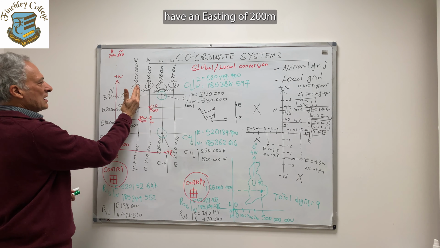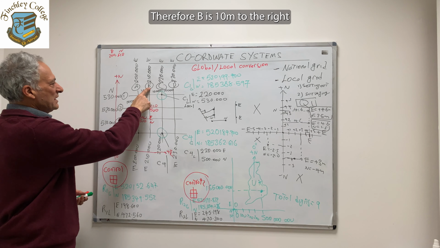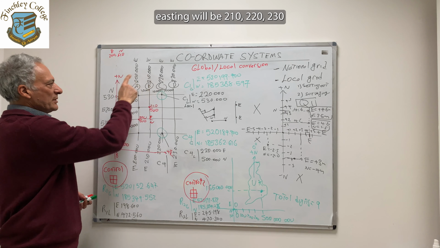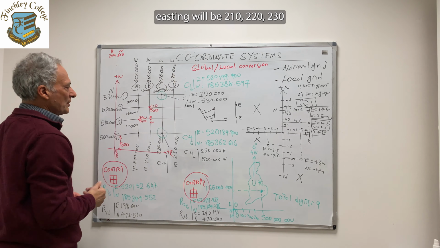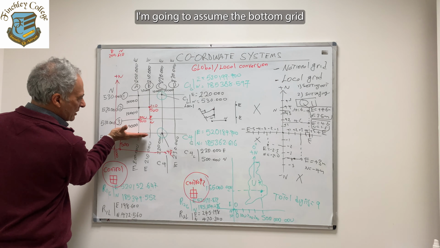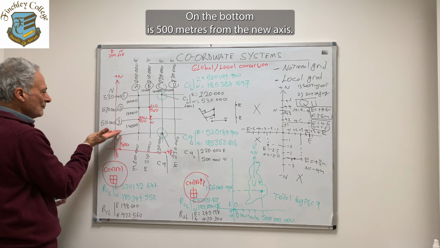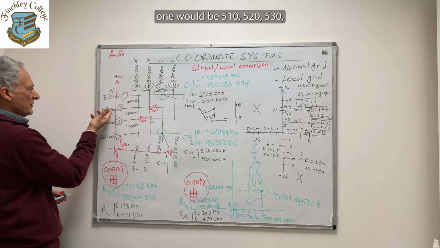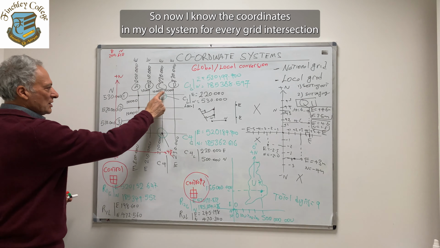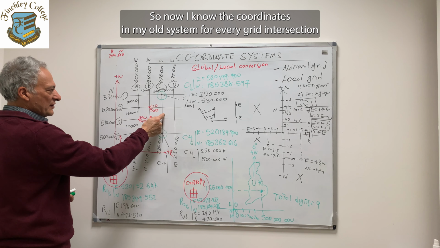You say, let grid line A have an easting of 200 meters, say. Therefore, B is 10 meters to the right, so the easting will be 210, 220, 230. I'm going to assume the first grid on the bottom is 500 meters from the new axis. Therefore, this one will be 510, 520, 530. So now I know the coordinate in my own system for every grid intersection.